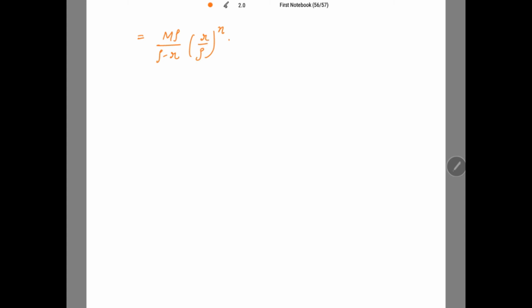Now what is r by rho? Is this less than 1? Yes. See, we know that r is less than rho. So r by rho is less than 1. So if we take a limit n tends to infinity and this ratio is less than 1, then this whole will tend to 0. Since these two things happen, limit n tends to infinity of (r by rho)^n is 0.